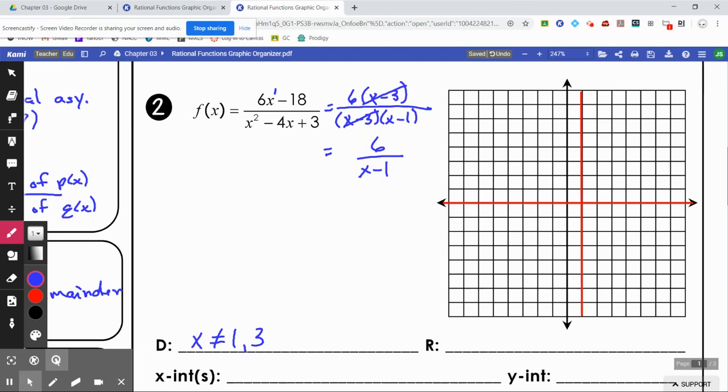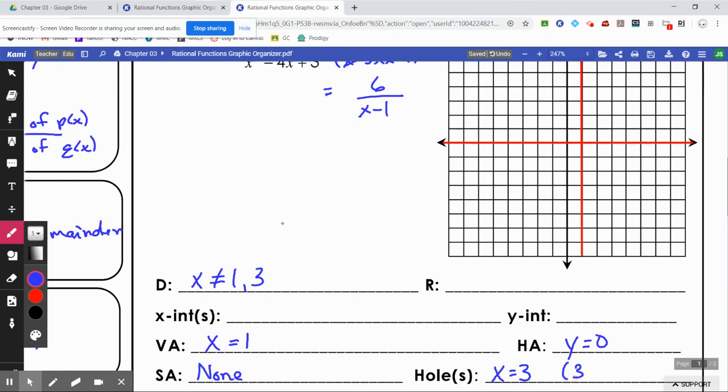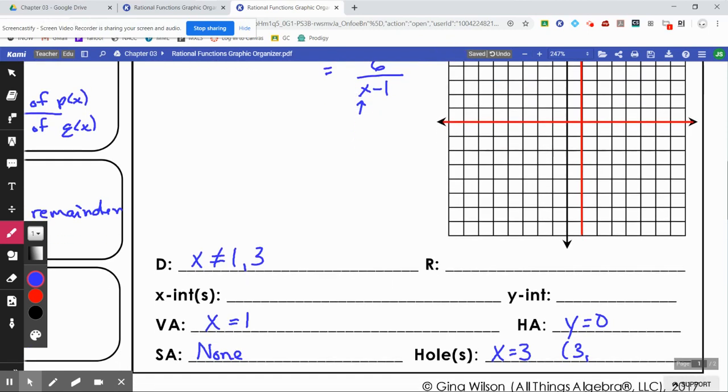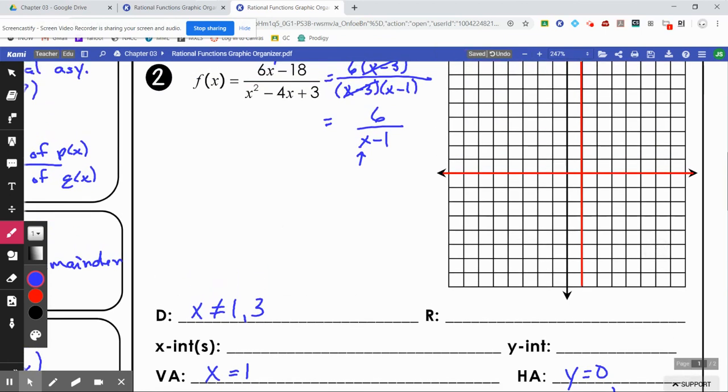And also, now that you have this reduced 6 over x minus 1, you can plug that 3 in to find out where your hole is going to be. Plugging in the 3 for x gives you 6 over 2, which is 3. So your hole is going to be located at (3, 3), right here.